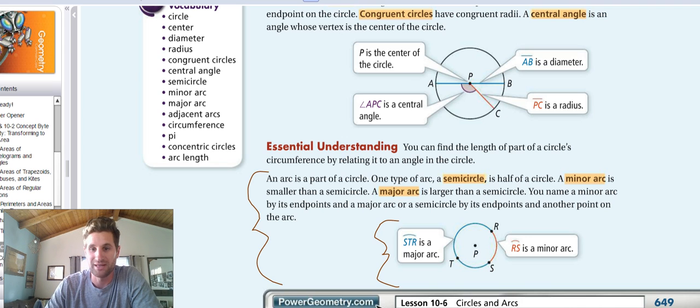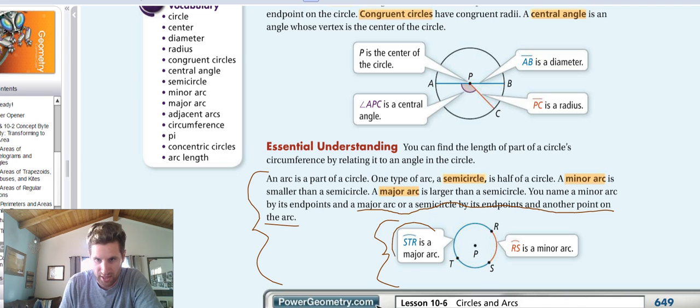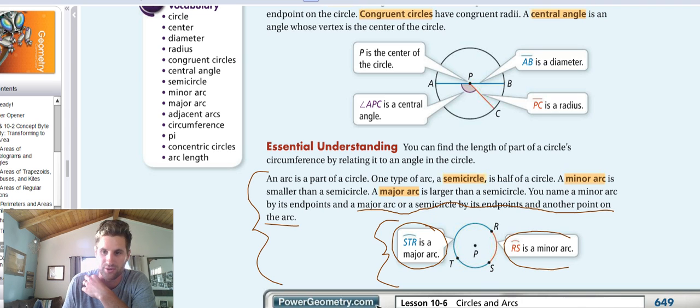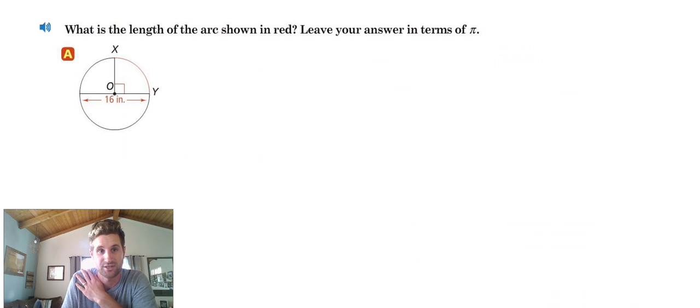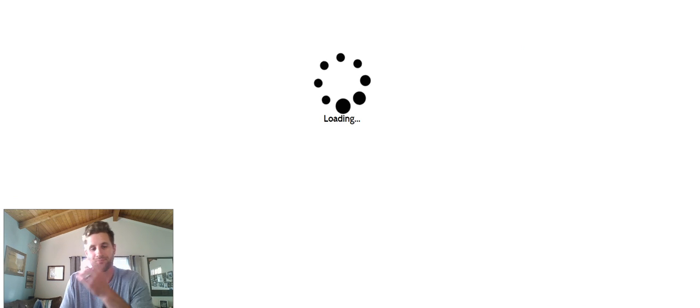You name a minor arc by its endpoints, and we name a major arc or a semicircle by its endpoints and another point on the arc. So major arcs have 3 points that we use. Minor arcs we only use 2. Make sure you guys get that down, and let's go ahead and get some more vocab down while we're at it. This is kind of a heavier vocab chapter.